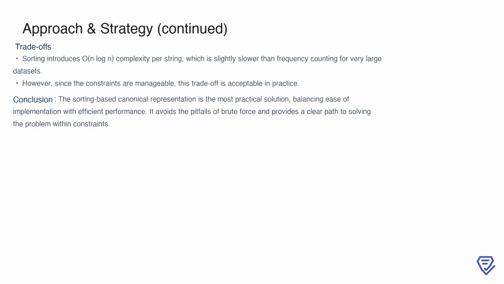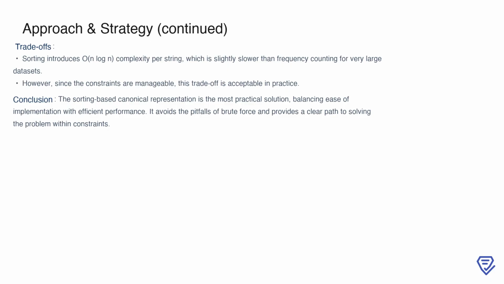Sorting-based canonical representation does come with some trade-offs. Sorting introduces an O(n log n) complexity per string, which is slightly slower than the O(n) complexity of frequency counting for very large datasets. However, given the problem constraints, this trade-off is acceptable in practice. The sorting-based approach is straightforward to implement, minimizes the risk of errors, and provides an efficient solution within the constraints. In conclusion, this method offers the best balance between ease of implementation and performance. It avoids the inefficiency of brute force while remaining practical and intuitive, making it the most suitable choice for solving this problem.